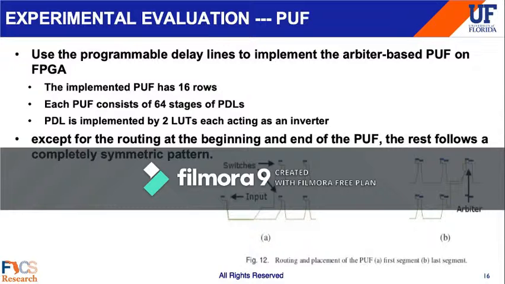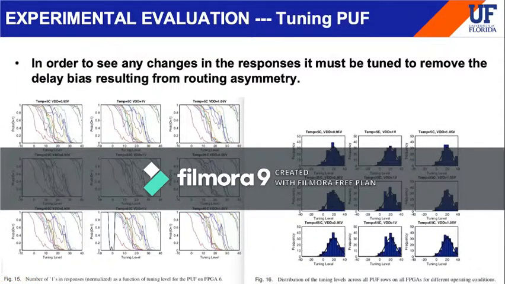For the second one, we use the programmable delay lines to implement the arbiter-based PUF on FPGA. The implemented PUF has 16 rows, each consisting of 64 stages of PDLs, and each PDL is implemented by 2 LUTs, each acting as an inverter. So except for the routing at the beginning and the end of the PUF, the rest follows a completely symmetric pattern, which solves our second challenge. In order to see any changes in responses, it must be tuned to remove the delay bias resulting from routing asymmetry, like the picture showing over here.